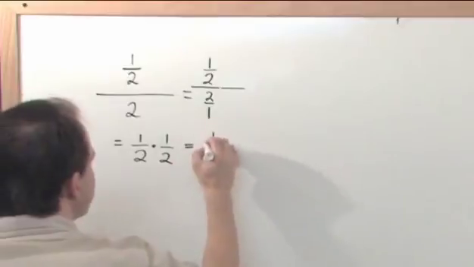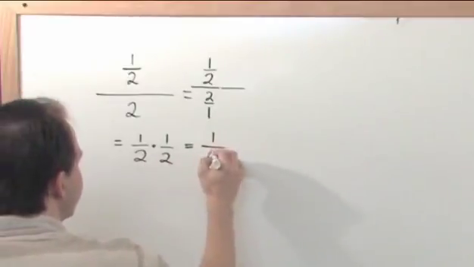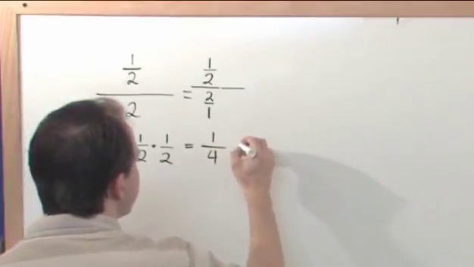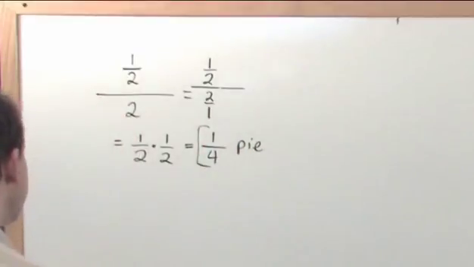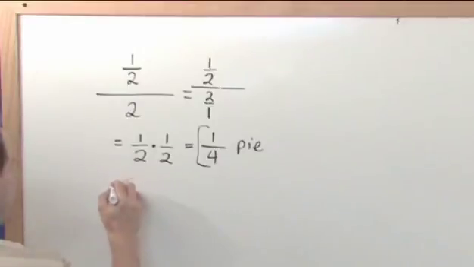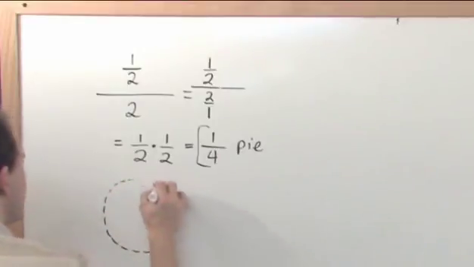1 times 1 gives you 1. 2 times 2 gives you 4. So the answer is 1/4 of a pie. Each person gets 1/4 of a pie. Now don't forget what we had. If this was your pie, on the table, 1 whole pie.